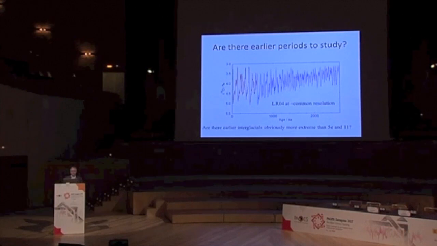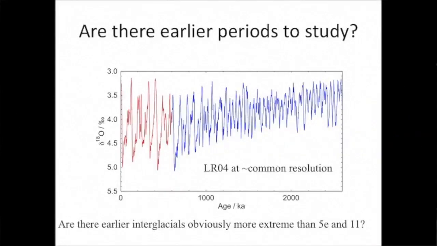Okay, I've only talked about the last 800,000 years, but there is this question: should we be looking, in the context of warm periods, at some of the earlier interglacials? Are there ones that are more extreme than stage 5e and 11?